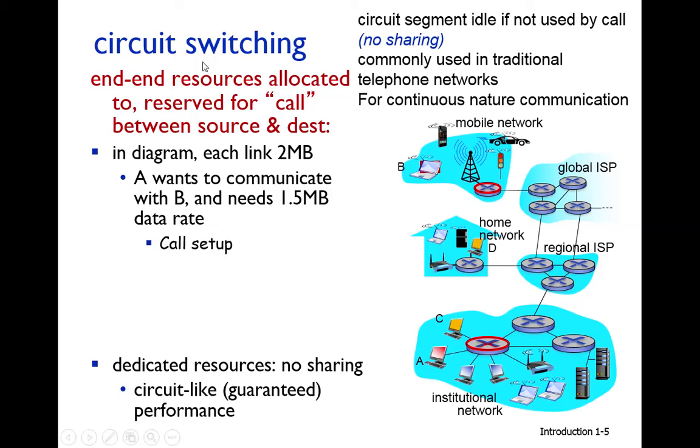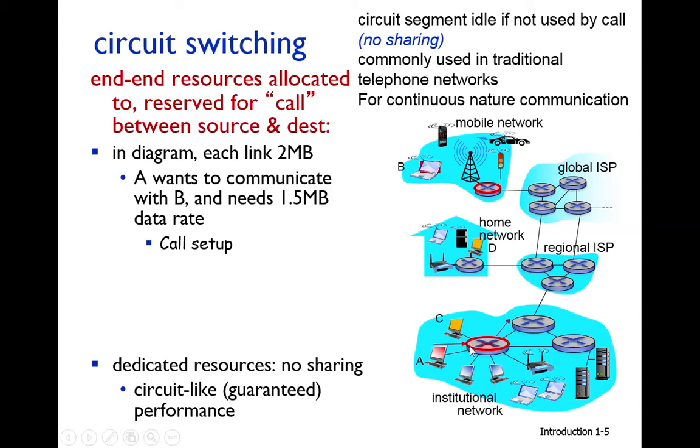Okay, so the first one is the call setup. First of all, before communicating, A should establish a circuit to B. That is, A should allocate resources from A to B on the path. That is, A should reserve the resources toward B, from A to B. And how much? It is 1.5 MB bandwidth. Okay, so how is it done? Let's see it. So first of all, A will send a request, this red one. A will send the request to the router.